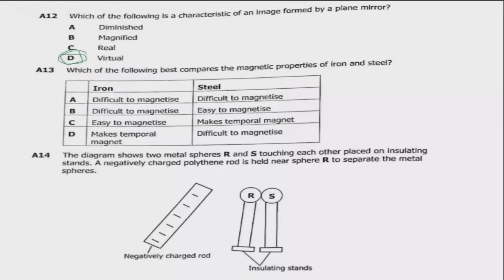So D, makes temporal magnet, yes. Difficult to magnetize, yes. So the correct answer is D.